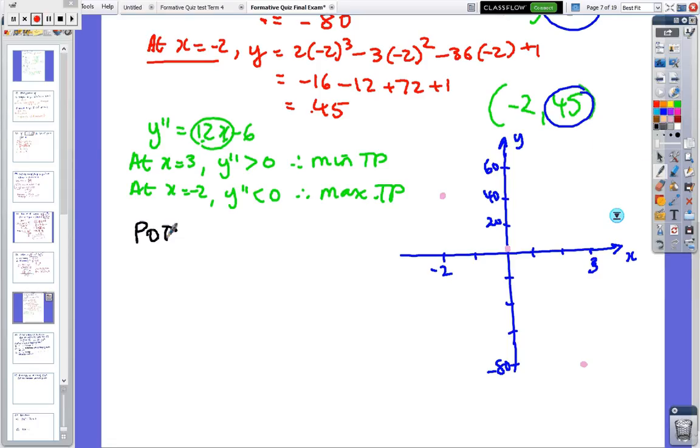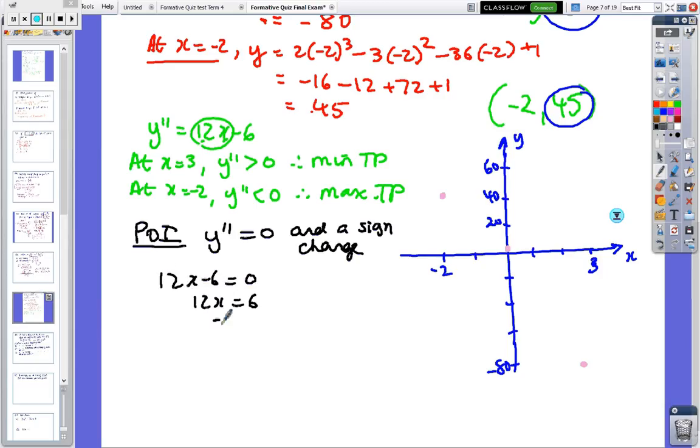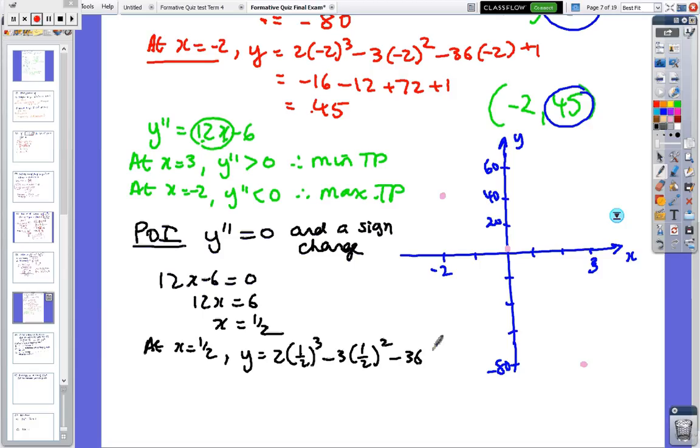Point of inflection, y double dash equals 0, and a sign change. So 12x minus 6 equals 0, 12x equals 6, x equals a half. At x equals a half, this is a bad calculation for us to do: 2 times a half cubed minus 3 times a half squared minus 36 times a half plus 1. So I'm going to pause and do that calculation, so I'll be back in a sec.